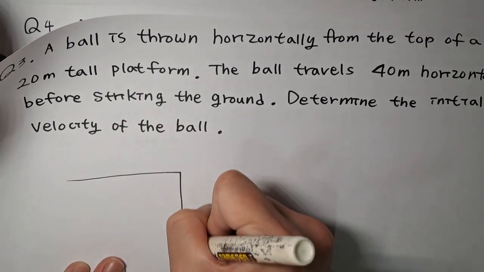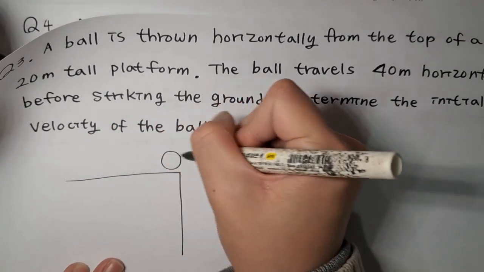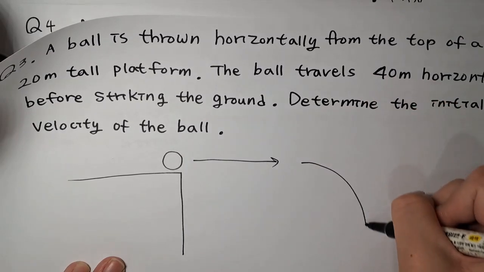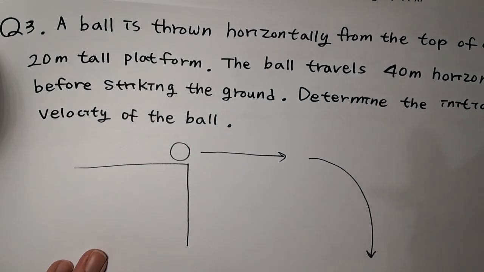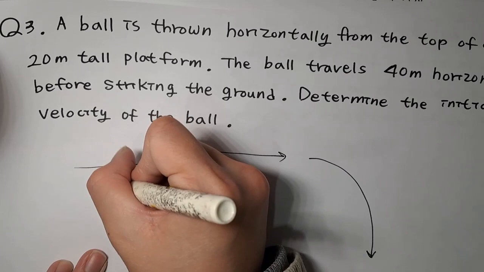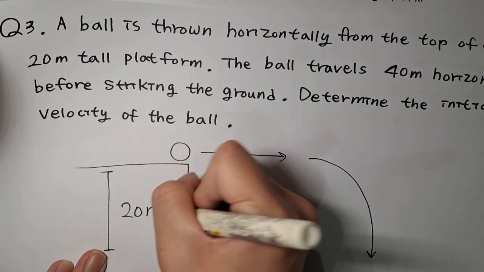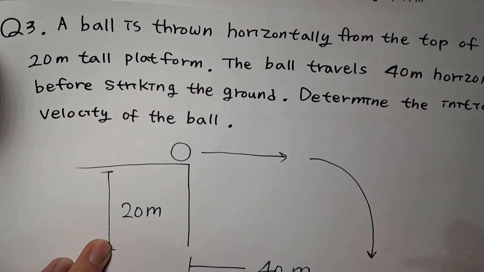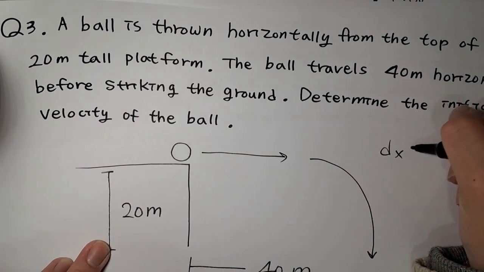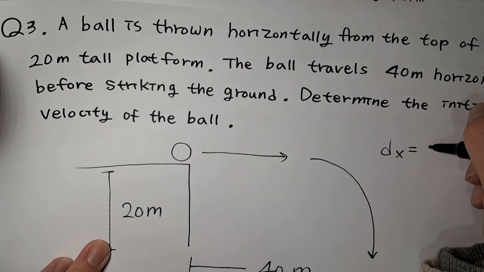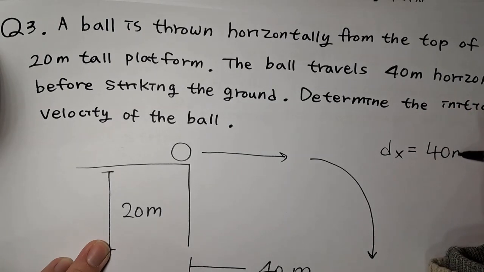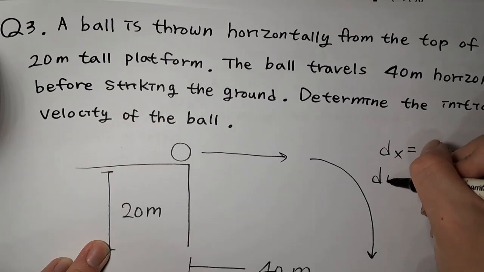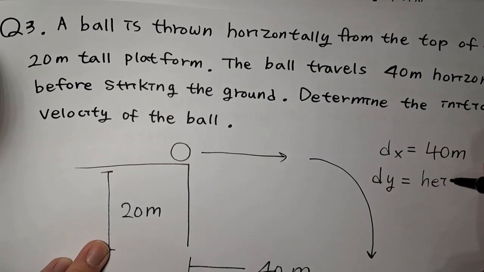So we are going to throw this ball horizontally. It is going to fall down to the ground. This height is 20 meters and this is 40 meters. So the distance along the x-axis is this 40 meters and the height is 20 meters.